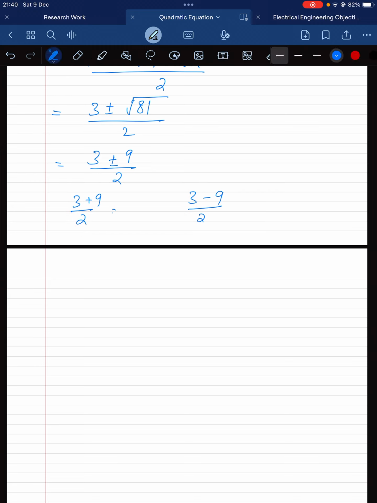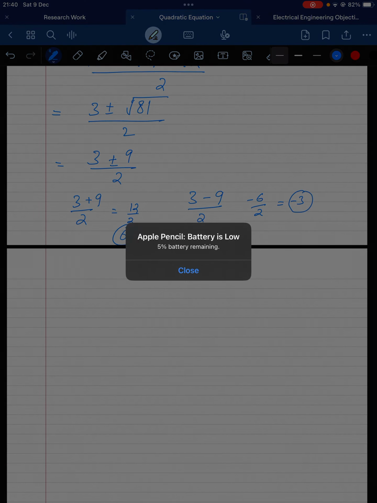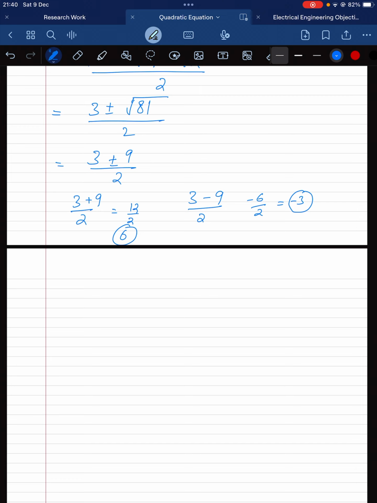Okay, now 3 plus 9 over 2 is 12 over 2, so 12 over 2 is 6, and 3 minus 9 is minus 6 over 2, so we get minus 3. So we got the answer 6 and minus 3.